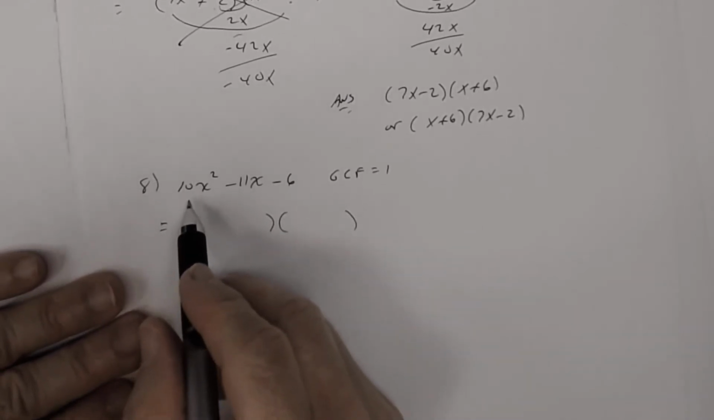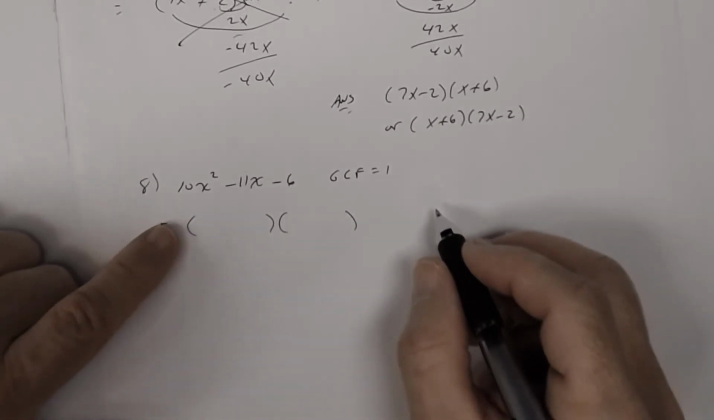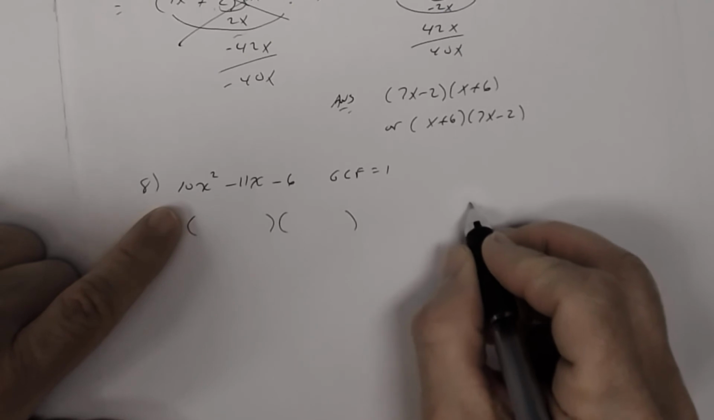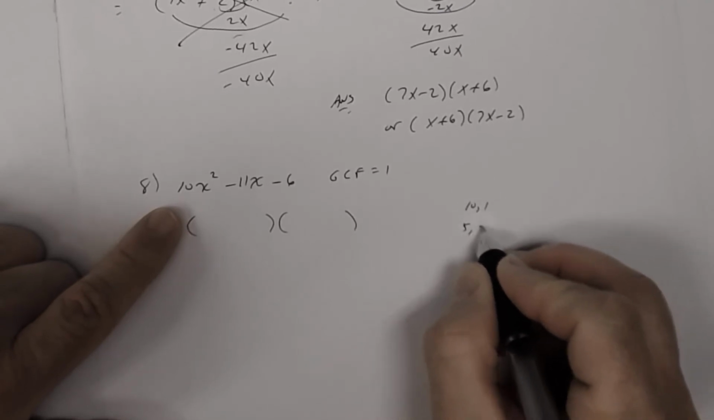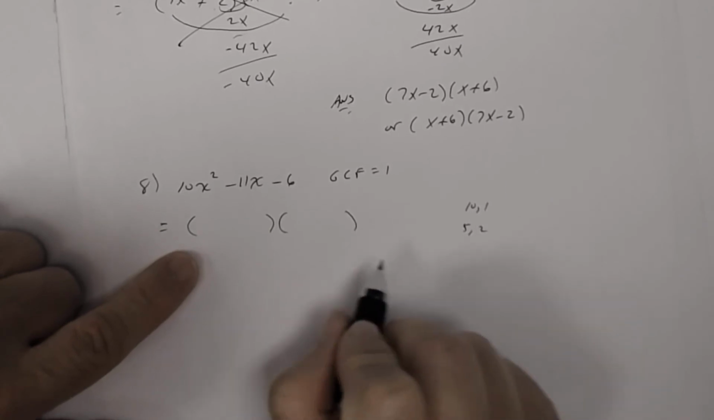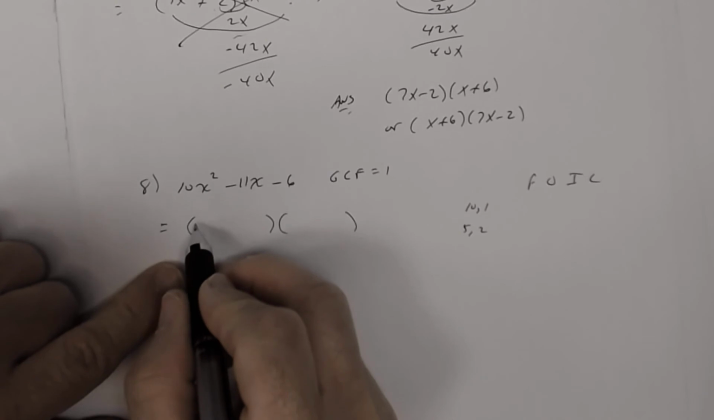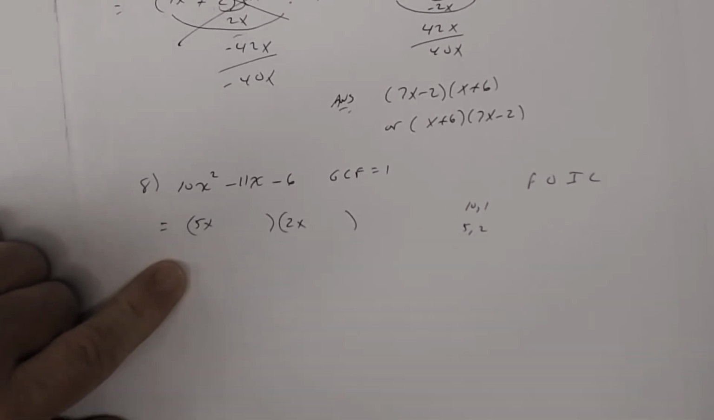Now let's look at 10x squared. There are 2 possibilities for 10x: 10 and 1, or 5 and 2. So of 10 and 1 and 5 and 2, what do you want to try first? You want to try 5 and 2. So remember, FOIL is what you're going to be thinking about. So let's put this as 5x and this as 2x, right?